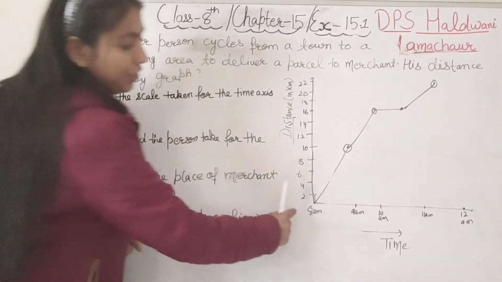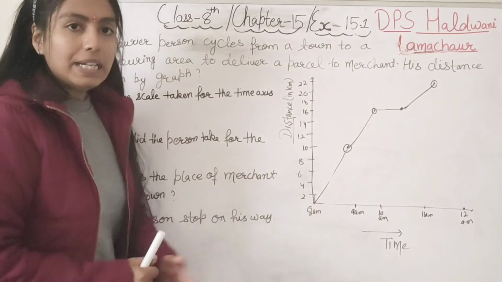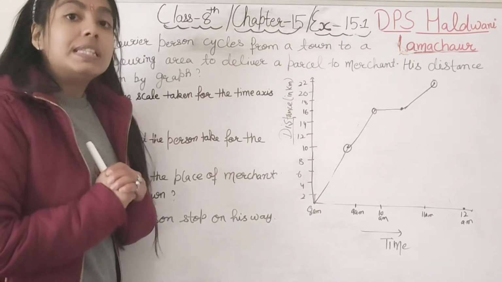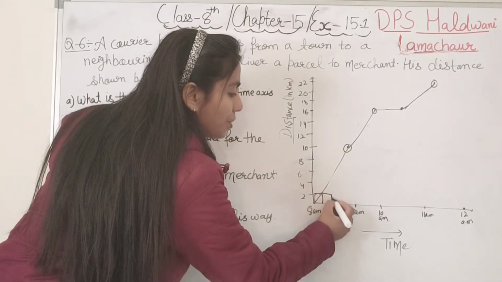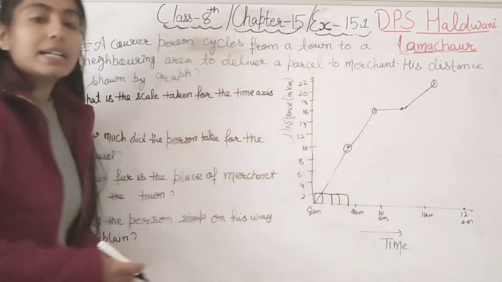See student, 8 to 9. From here it is not clear to you, but if you see it in the book, squares are made there, student: 1, 2, 3, 4, in this manner squares are there.